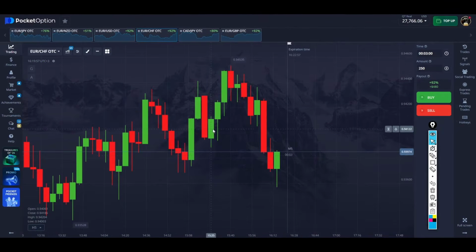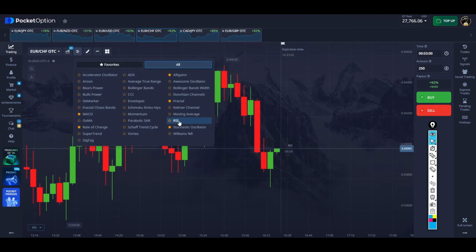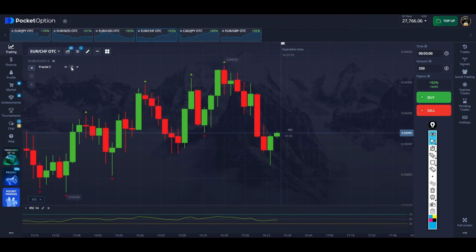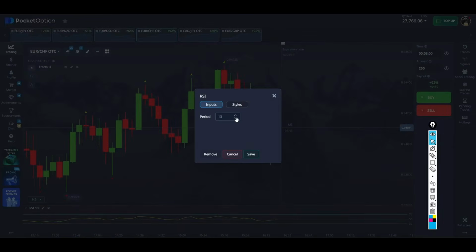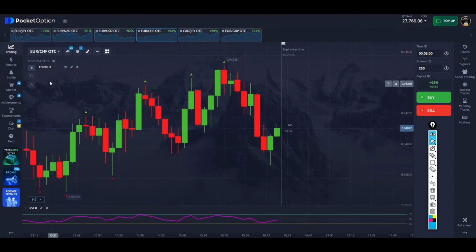All right, guys, for this strategy, we only need 2 indicators. Head over to the Indicators tab. The first one we select is RSI, and the second one is Fractals. For the Fractal indicator, we set the period to 3 and hit Save. As for the RSI, we set the period to 8, make the main line 2 pixels thick, choose a purple color, save it, and the strategy is ready to go.